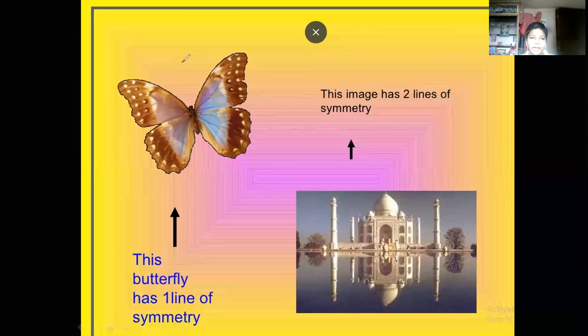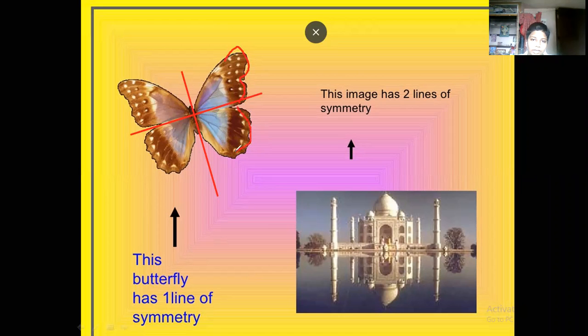See, this butterfly. If you draw like this, this half will be equal to this half, and if you draw like this also, we'll be getting a symmetry. So what symmetry will we get? See, here the wings are like this, and here the wings are like this. So only one line of symmetry is possible. This butterfly has only one line of symmetry.